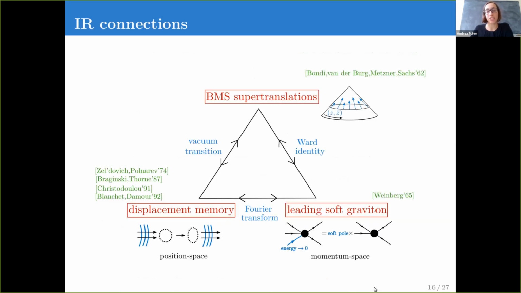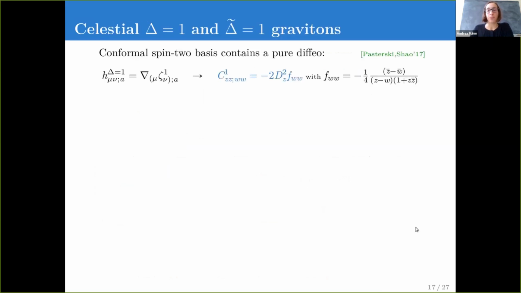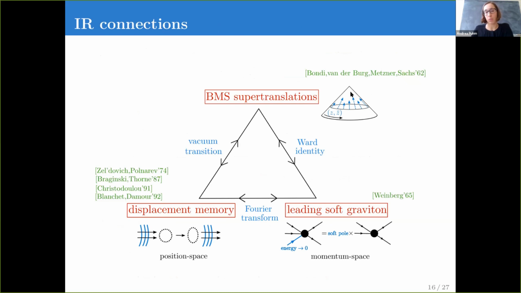BMS supertranslations are related to other gravitational infrared effects. These are the gravitational displacement memory, which was first studied in the 70s, and Weinberg's soft graviton theorem, which was studied in the mid-60s. Now, if asymptotically flat space is holographic, then we should be able to describe these effects purely in terms of two-dimensional language. And this is what I want to turn to next.